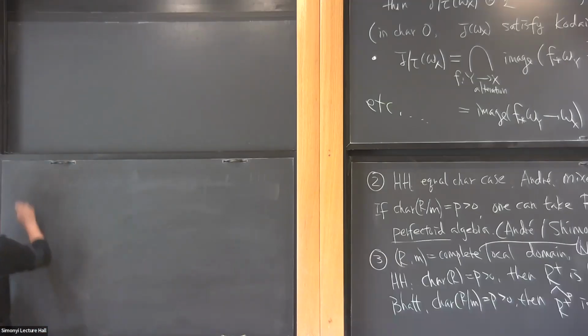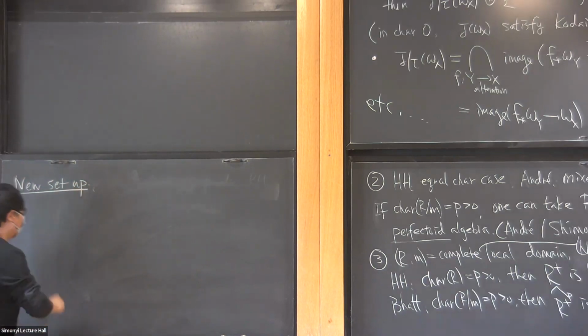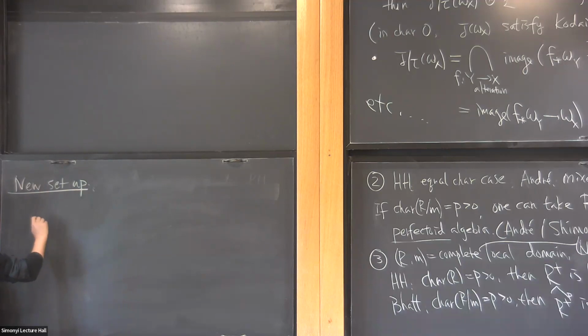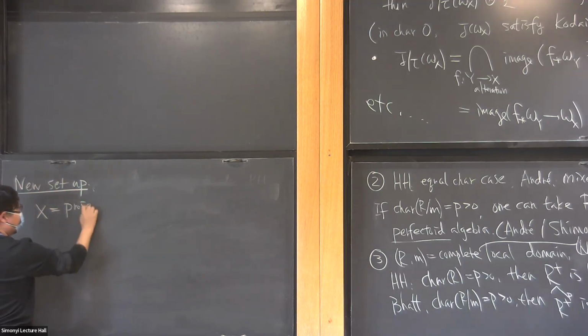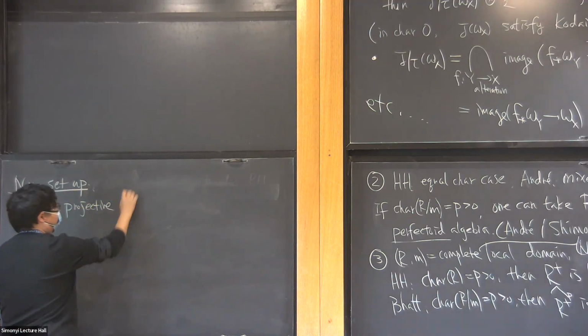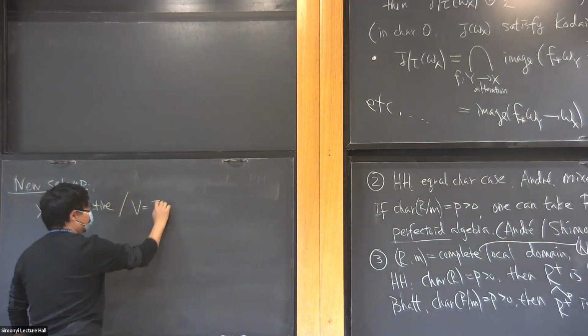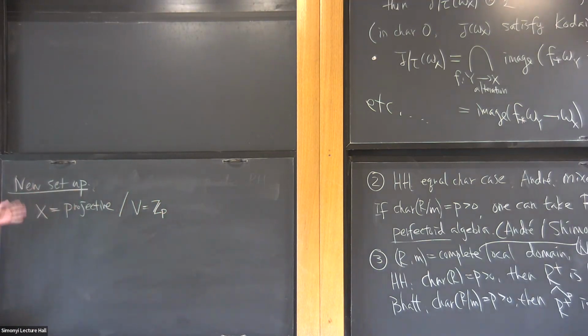All right, so now, the setup for the rest of my talk, maybe a new setup. For simplicity, let me just assume X is projective over Z_p. It really doesn't matter, you can do any complete base.